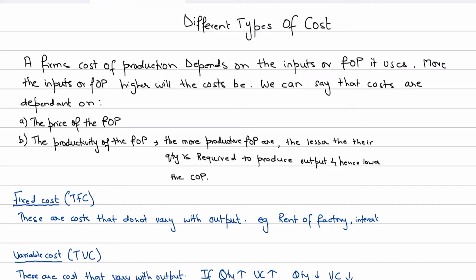Hi guys, I hope you're doing well, and in this video we're going to be discussing the fixed cost, the variable cost, the total cost and the average cost. Now in the previous video we've already seen the difference between the explicit and the implicit cost.